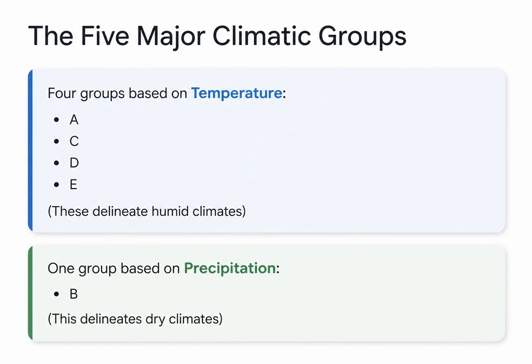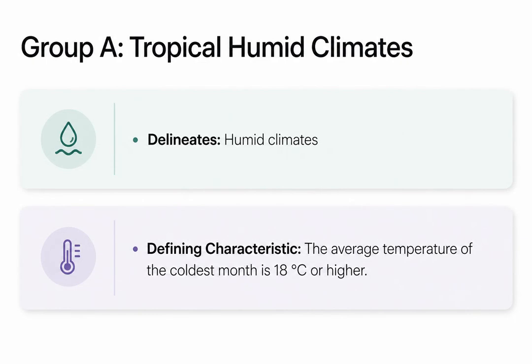Koppen recognized 5 major climatic groups, labeling them with the capital letters A, B, C, D, and E. 4 of these, A, C, D, and E, delineate humid climates and are primarily based on temperature. The 5th group, B, represents dry climates and is defined primarily by precipitation, or rather the lack of it. Let's break down these capital letters, starting with Group A.